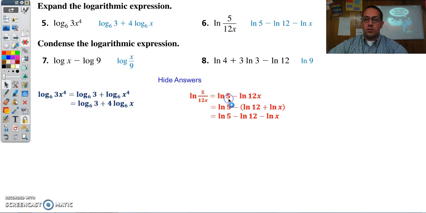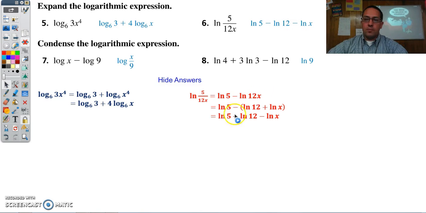Number 6, first we're going to split up this division, so that's the quotient property. That's going to be subtracting. So we're going to subtract our logarithms, so natural log of 5 minus natural log of 12x. Now we're going to split up this multiplication, so that's product property, so we need to add the logarithms.